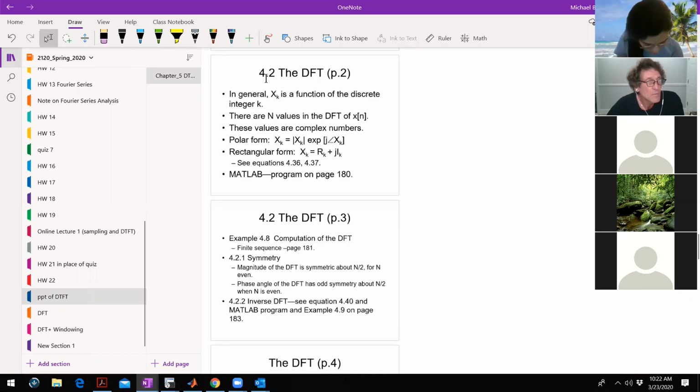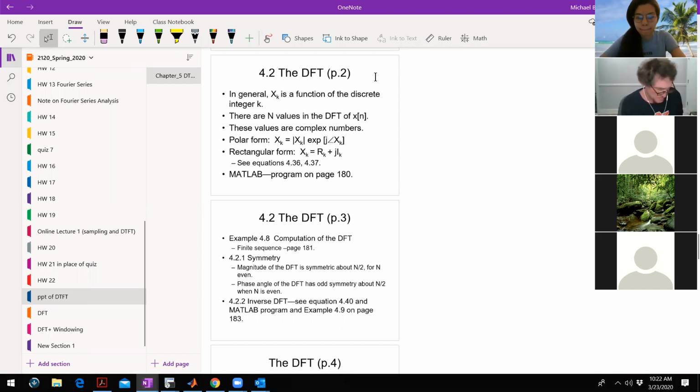All right, now this is where we're going to go. The DFT. Do you remember me talking about this at all? The discrete Fourier transform? A little bit, not a ton. All right, not a lot.